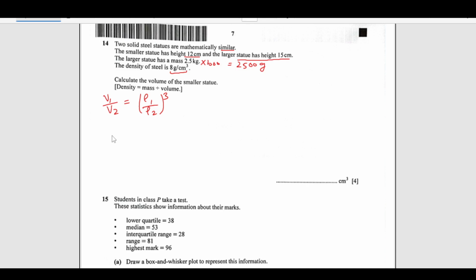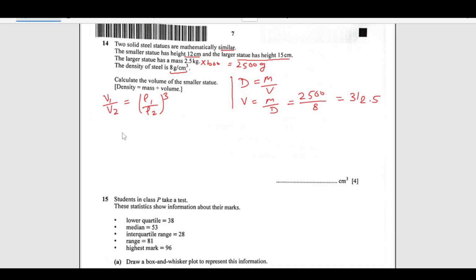First of all, sorry, we have to find out the volume here first. We have density equal to mass over volume, right? So what will be volume? Volume is going to be mass over density, that is 2500 divided by 8, which gives us 312.5.